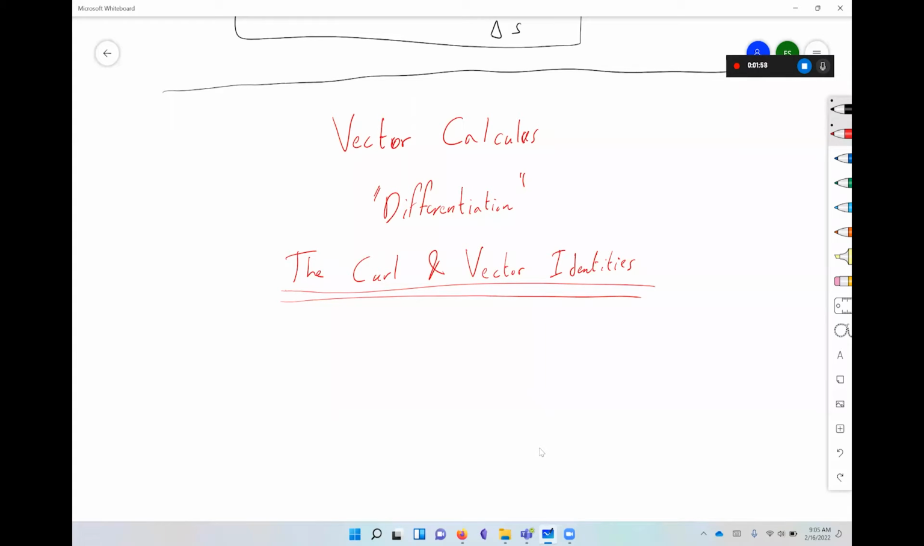So we started talking about the curl, which is the differential form of the circulation. And essentially, we did our usual trick that we like to do. We like to always go back to the fundamental theorem of calculus. We tied the divergence to the volume integral. We tied the gradient to the line integral. We're tying the curl to the surface integral.